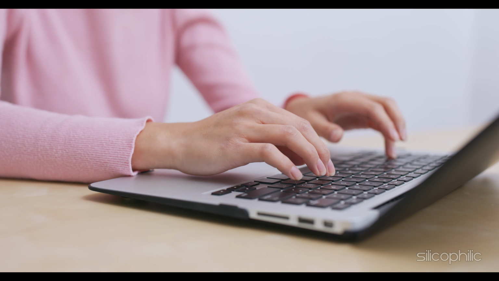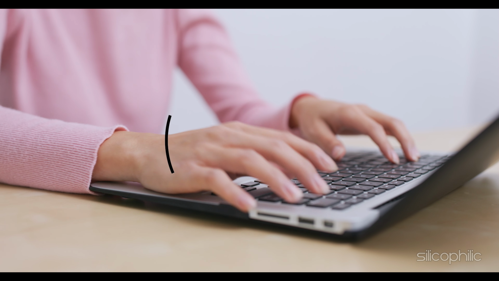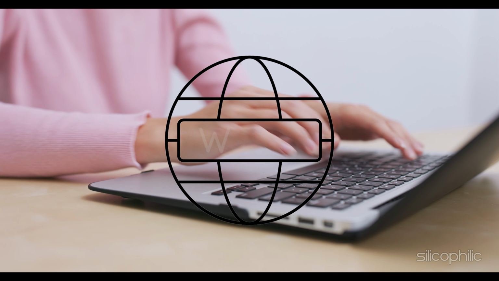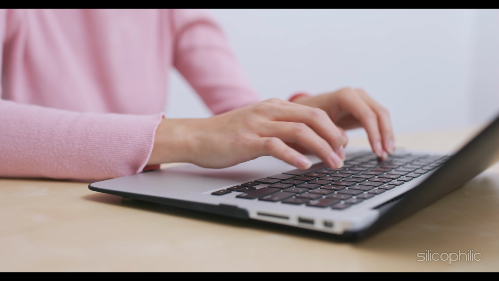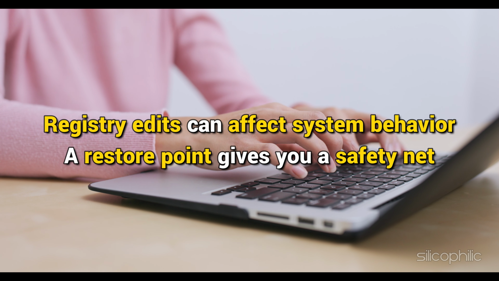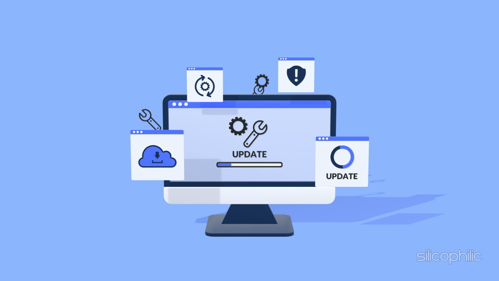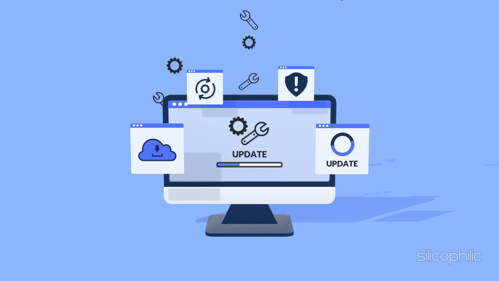Preliminary steps. Before you start, install another browser. Ensure Chrome, Firefox, Brave or another browser is installed so you are not left without web access. Create a restore point. Registry edits can affect system behavior. A restore point gives you a safety net. Major Windows updates may reinstall Edge or re-enable it. You can repeat these steps if needed.